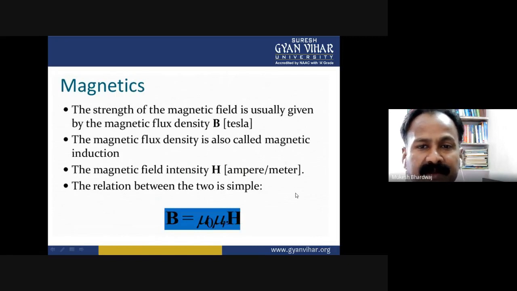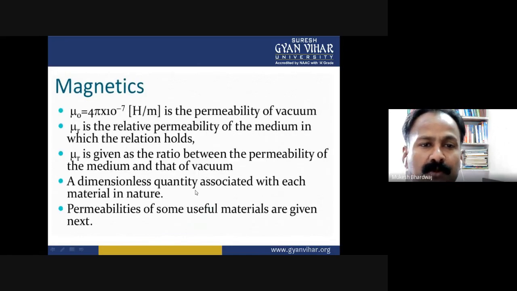The strength of the magnetic field is usually given by the magnetic flux density B, whose SI unit is Tesla. The magnetic flux density is also called magnetic induction. The magnetic field intensity H has SI unit Ampere per meter. The relationship between the two is very simple: B equals mu naught mu R into H. Mu naught equals 4 pi into 10 to the power minus 7 Henry per meter, the permeability of a vacuum. Mu R is the relative permeability of the medium in which the relation holds.